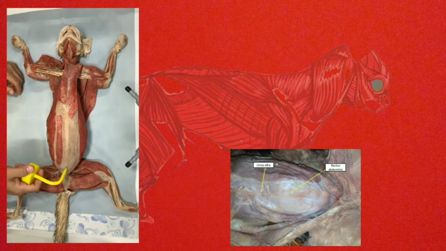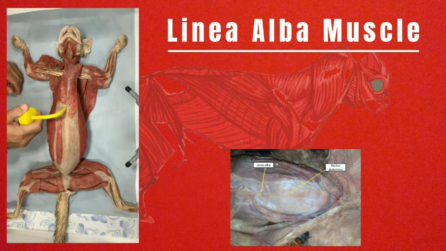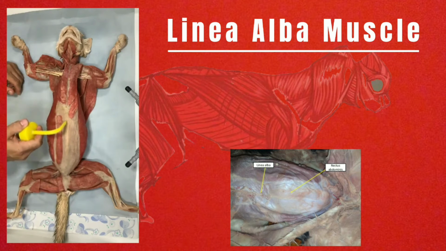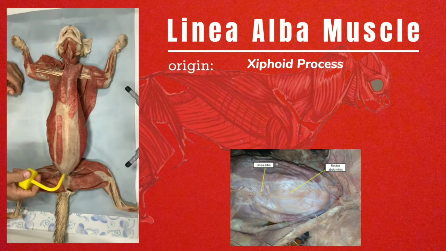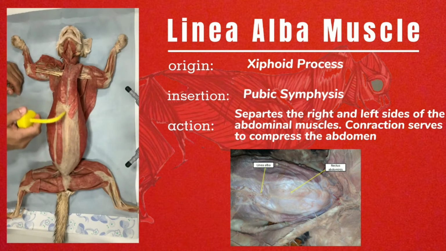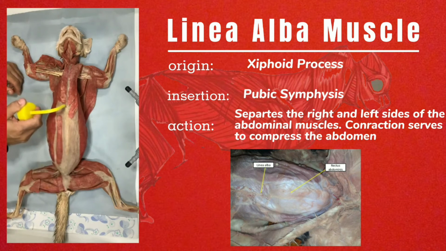For the abdominal muscle, we have linea alba, also known as white line in Latin. It is a single midline fibrous line in the anterior abdominal wall formed by the median fusion of the layers of the rectus sheath medial to the bilateral rectus abdominis muscle. It originates in the xiphoid process of the sternum and is inserted in the pubic symphysis that separates the right and left sides of the abdominal muscles. Contraction of the abdominal muscles serves to compress the abdomen for action.